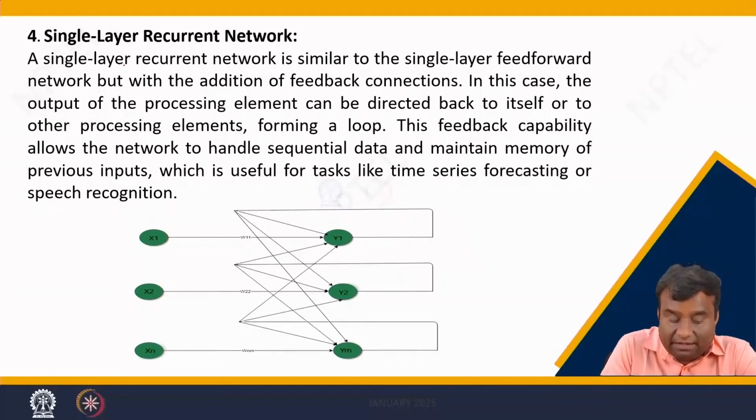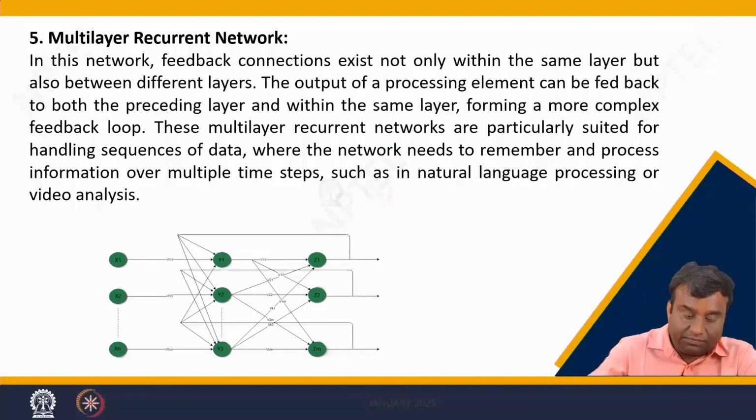Next one, single layer recurrent networks. A single layer recurrent network is similar to the single layer feed forward networks with the addition of feedback connections. In this case, the output of a processing element can be directed back to itself or to the other processing elements, forming a loop. This feedback capability allows the network to handle sequential data and maintain memory of previous input, which is useful for tasks like time series forecasting or speech recognition.